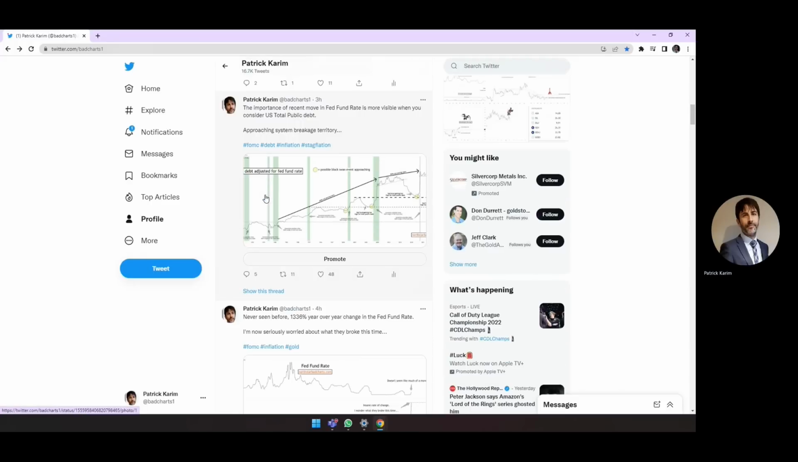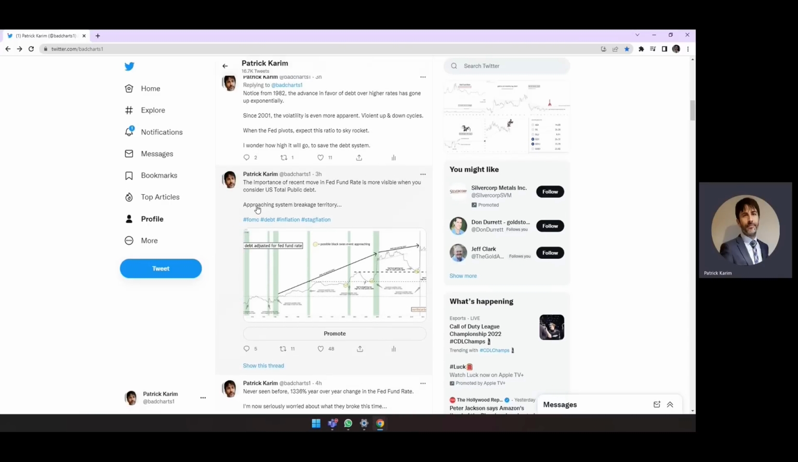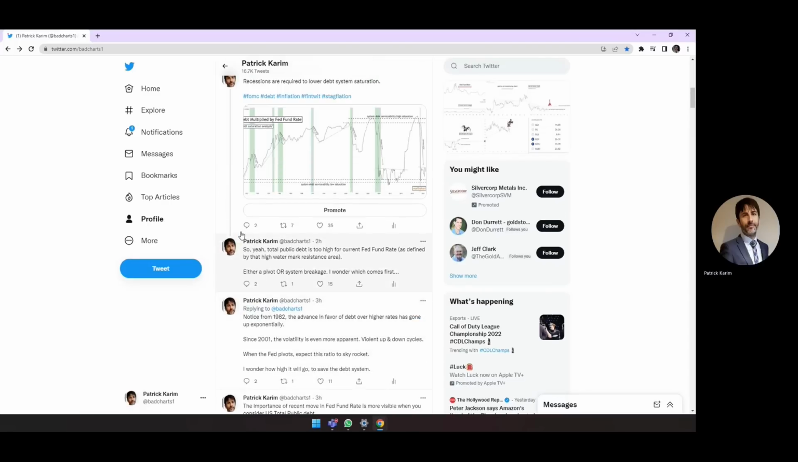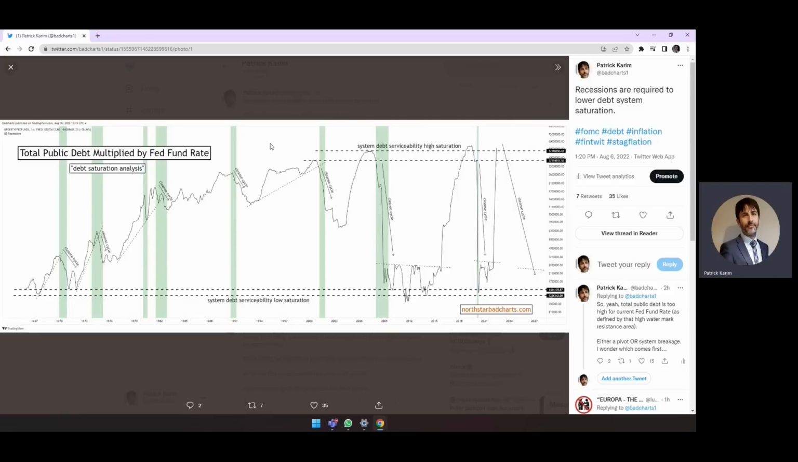So let's move to what's a little bit more important. I'll do this one here, guys. This is the total public debt multiplied by the Fed fund rate. I call that the debt saturation analysis. The debt is growing, and you have to multiply it against the Fed fund rate, because as the Fed fund rate rises, it puts pressure on the serviceability of that debt. Is that debt sustainable? Well, if the interest rates keep going up, the payment's going to be higher and higher. You're going to need more GDP, and it's going to cost more and more taxes to try to pay that down.